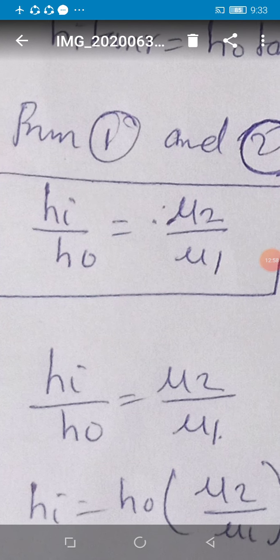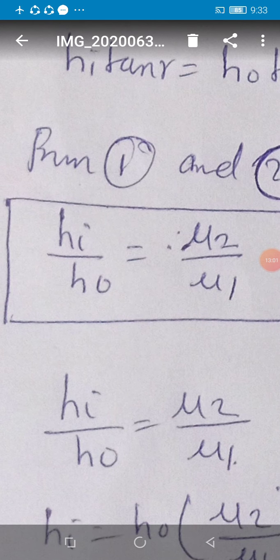See, this is the formula, hi upon ho equals mu2 upon mu1. Hi is height of the image, ho is height of the object. Mu2 is the second medium, mu1 is the first medium refractive index. It depends on whether the person is lying in the rarer or denser medium. Suppose, as in case of a swimmer, student. The swimmer is in the second medium and the light will travel from the air. In that case, the mu2 will be the refractive index of water. In case of a swimmer, the person is observing from below the water, so light would travel from the object which is in the air. So in that case, air is the first medium and the water will be the second medium.